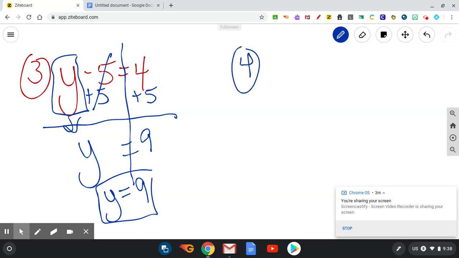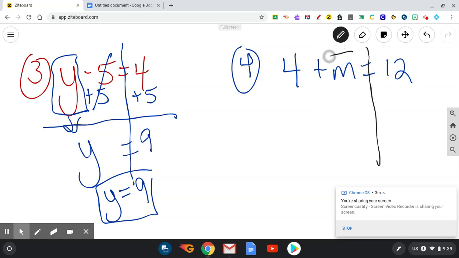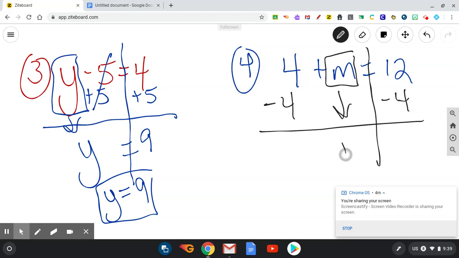Example 4. This is going to be a little different. I have 4 plus m equals 12. Nothing changes. I'm still going to draw my balance line. And here I'm trying to get my m by itself. Well, look, this 4, it's positive. So what's the opposite of a positive 4 or plus 4? Again, I subtract 4. Well, what I do on one side, I have to do on the other side of the line. Okay.